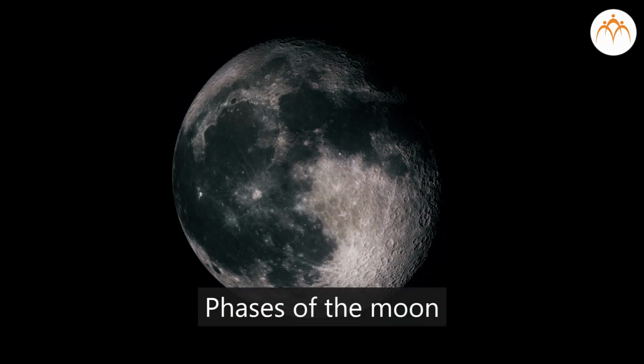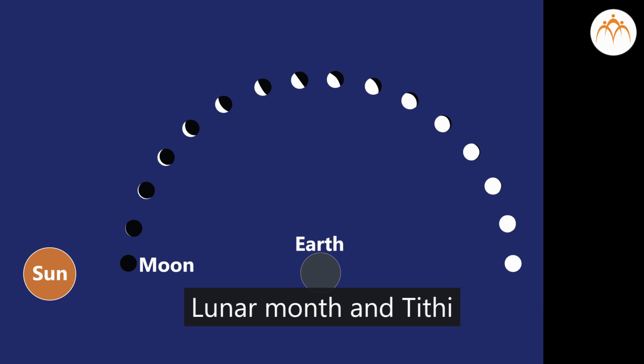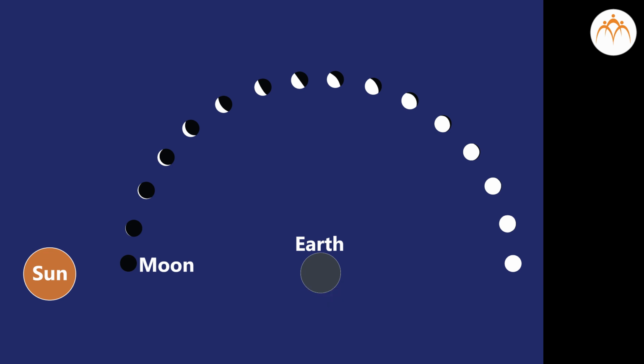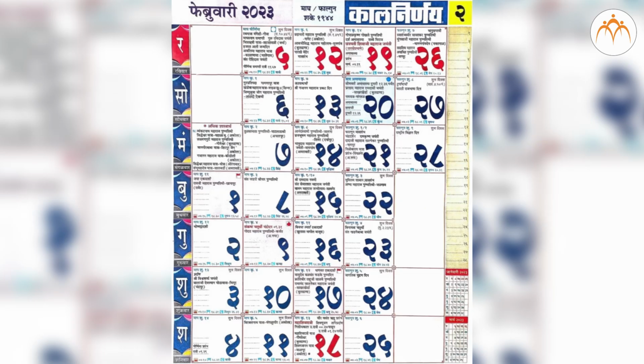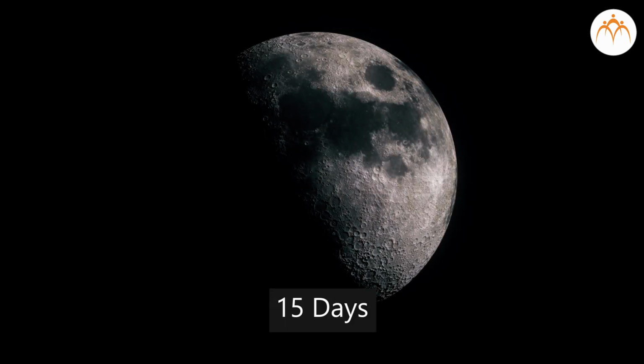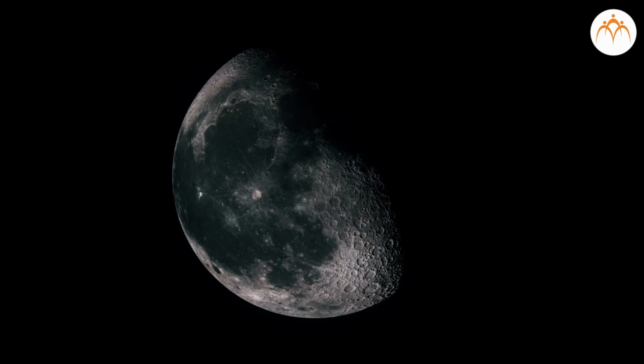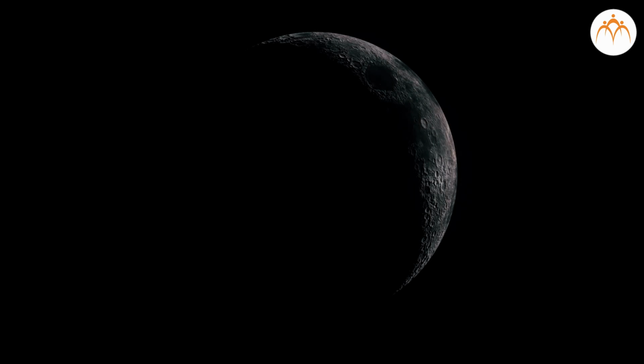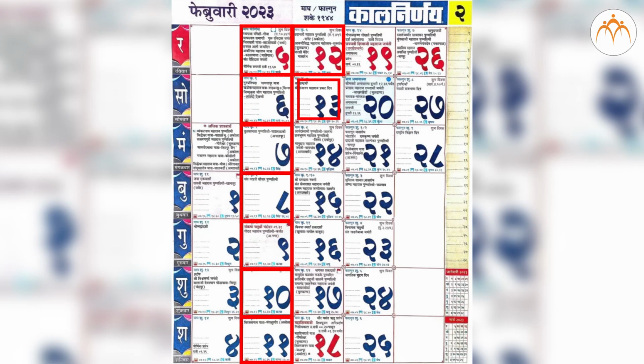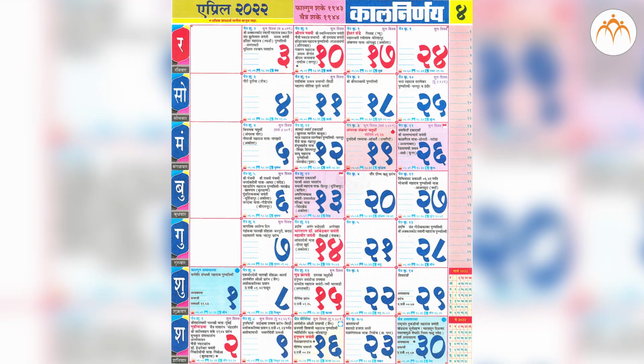Lunar month and Tithi. Lunar month depends on the phases of the moon. Tithi is the name given to the days of the lunar month according to the phases of the moon. According to the Marathi calendar, the period from new moon to full moon is a fortnight. It is the fortnight of the waxing moon. Similarly, it takes 14 to 15 days from the full moon to the new moon. It is the fortnight of the waning moon.